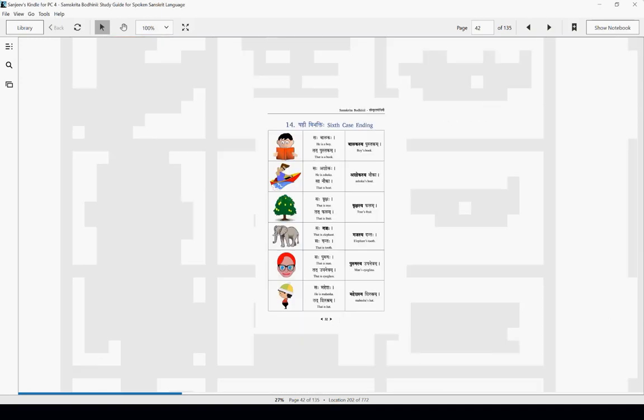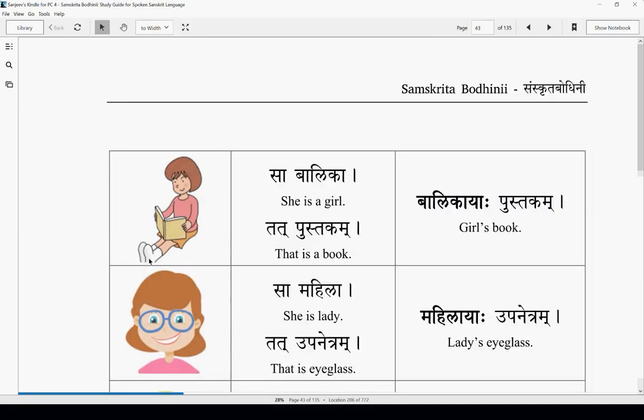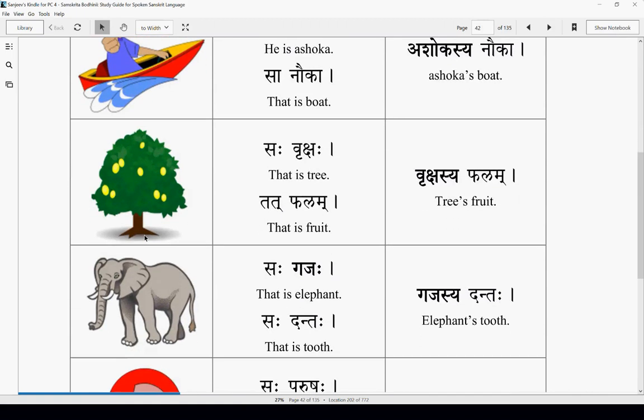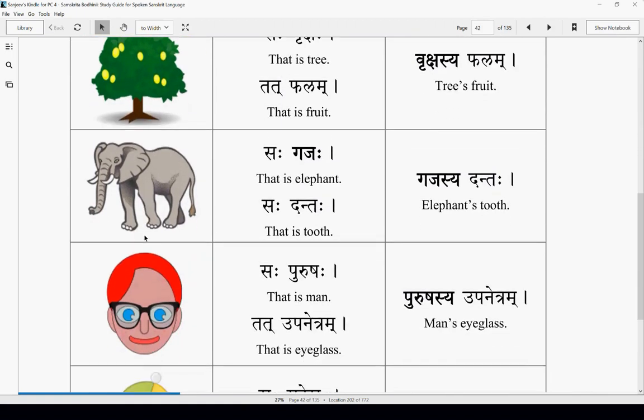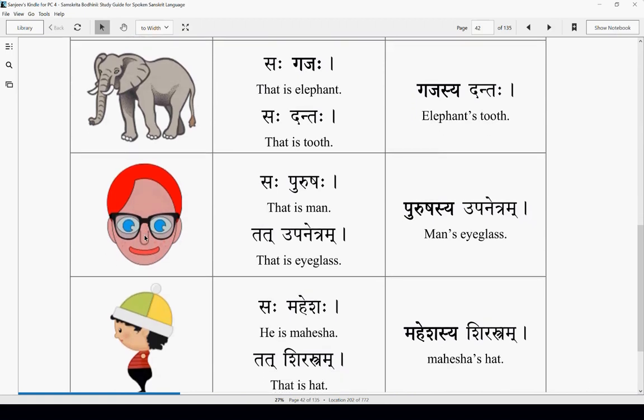Okay, so next one. Next couple of them, or three of them, you can finish. They are all similar.